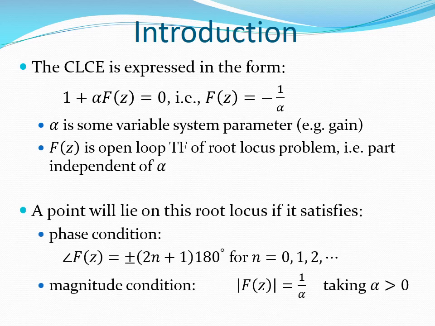A point will lie on the root locus if it satisfies two conditions. One, the phase condition. The phase of F(z) at the point must be an odd multiple of 180 degrees. Two, the magnitude condition. The magnitude of F(z) at the point must be equal to 1 over alpha if we take alpha as being more than 0.